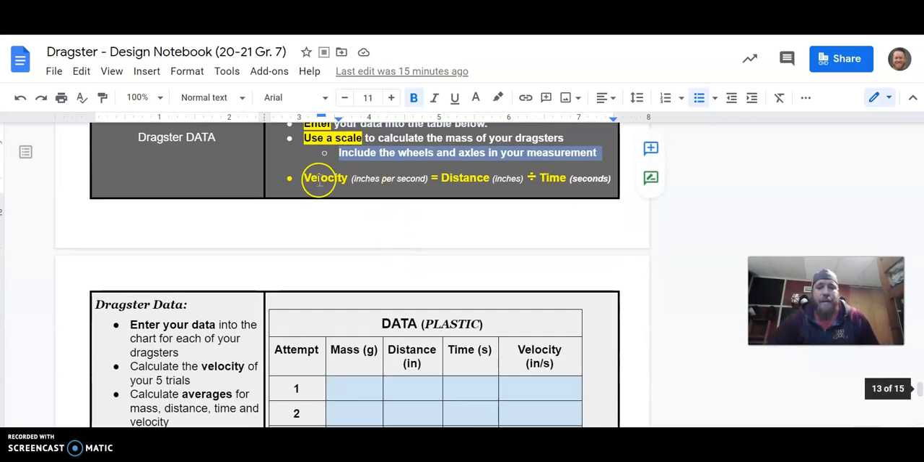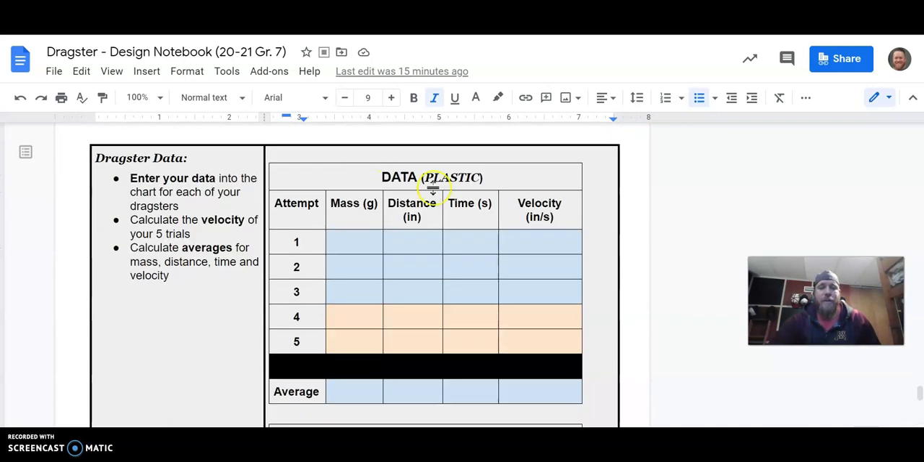And just as a reminder right here, the formula for figuring out velocity. As you recall, our definition of velocity and speed is the relationship between distance and time. How long do I go in what amount of time? So to calculate velocity, we take the distance, which in this case we're going to measure in inches, and divide it by our time, how long it took us to get to the end of the track in seconds. That is the formula for velocity.